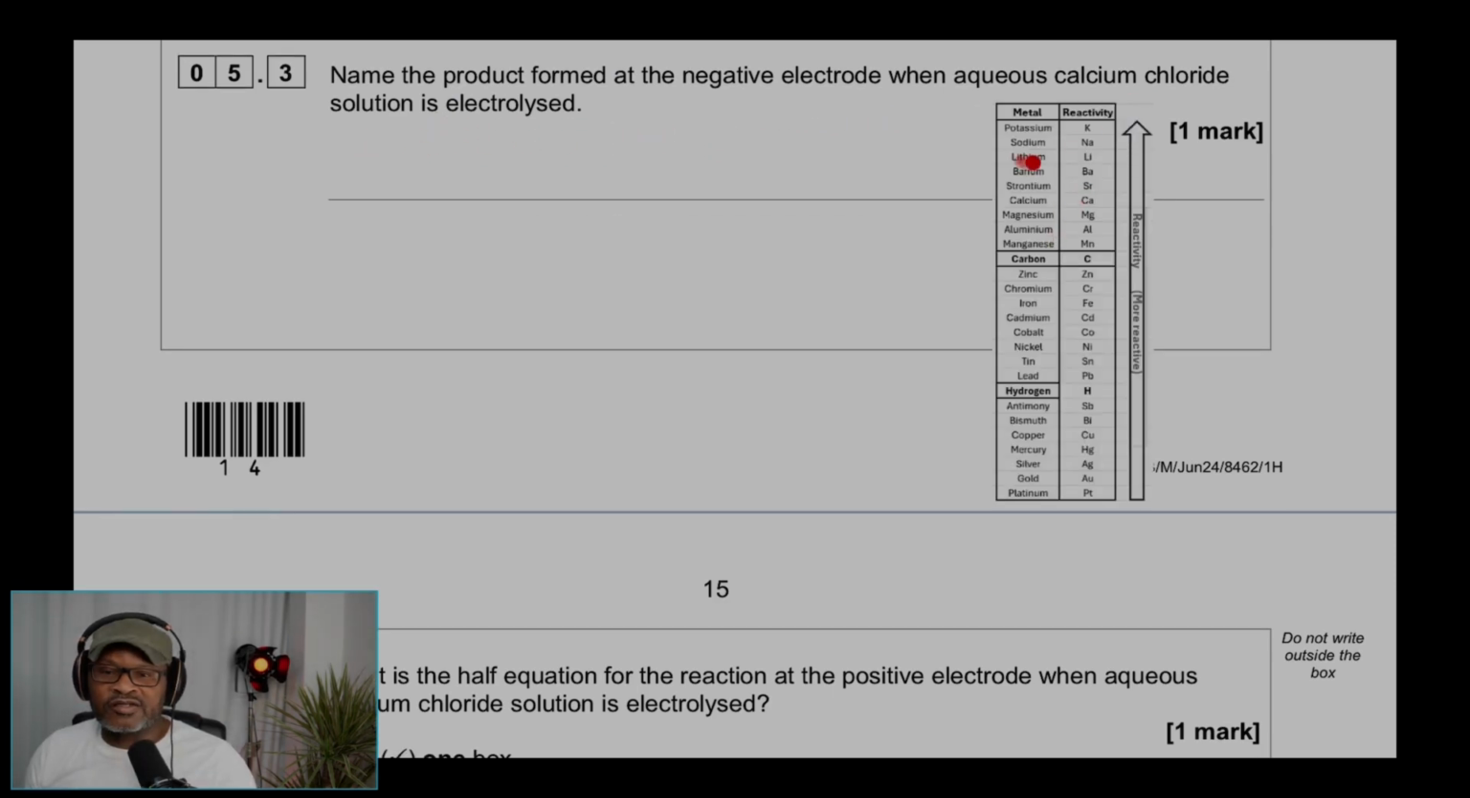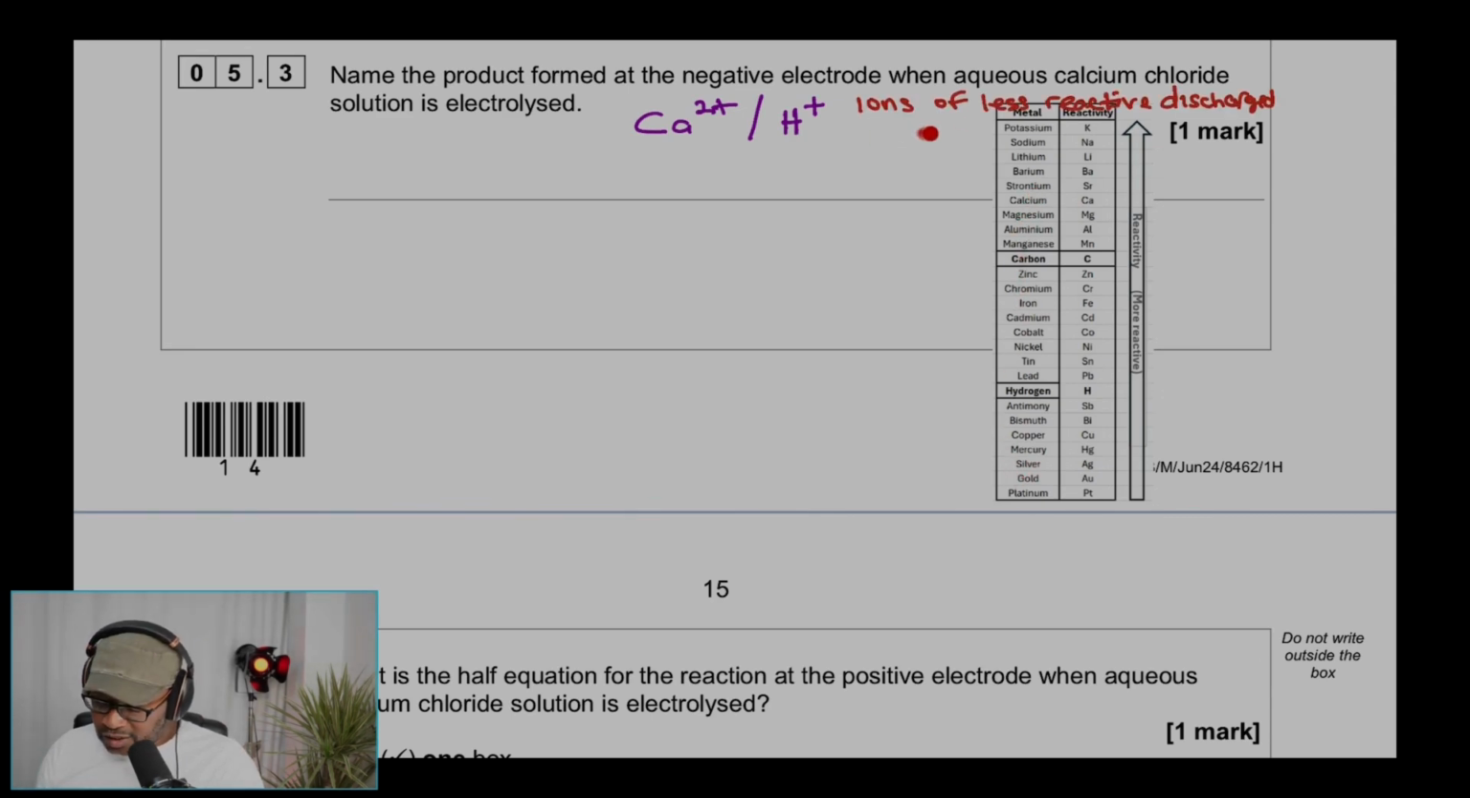So this is the reactivity series of metals. Now if you look at here, what will be discharged? Well, calcium is higher in the reactivity series. A less reactive one will be discharged. So ions of less reactivity are discharged. Hydrogen is less reactive than calcium, so hydrogen gas, H2, will be discharged.